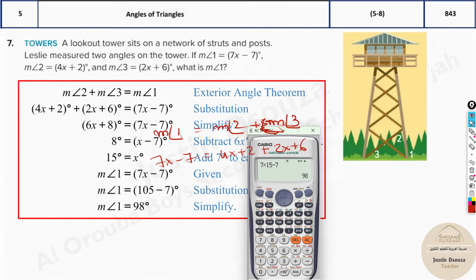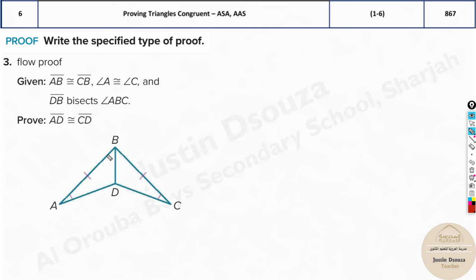And what about this one here? We have to prove that they both are congruent. The given is: AB is congruent to CB, angle A is congruent to angle C, and they have told us DB bisects this particular angle ABC. So that means this angle is equal to this angle, because of bisection. They have told us this is equal and the sides are equal. So we have the ASA postulate.